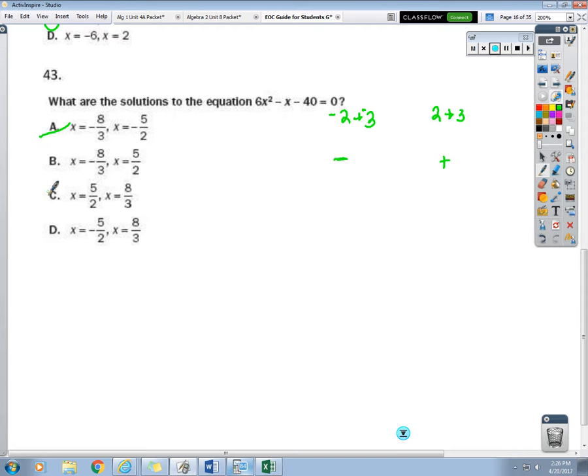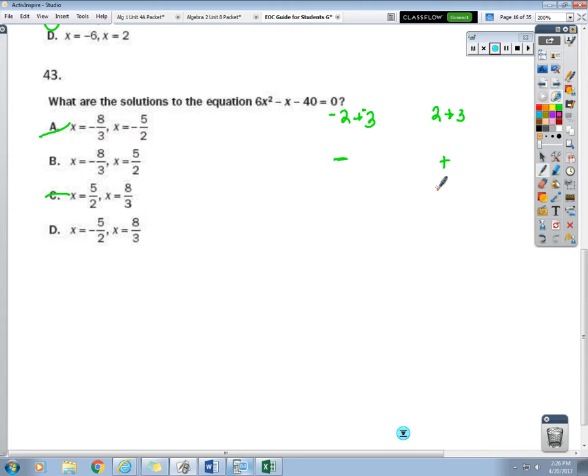So A and C are out because A has two negative answers and it didn't cross both times on the negative side, and C has two positive and it did not cross both times on the positive side of the x-axis. So now we have to decide which one of these are right. They're very similar. So what do you think you should do next?